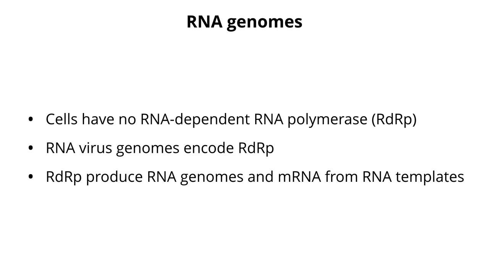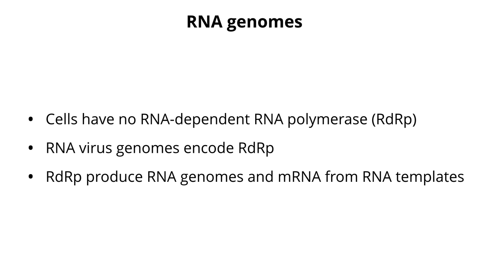Now, RNA genomes. Here is an interesting problem. No matter what the virus, there's no cell that can copy an RNA genome. Cells have no RNA-dependent RNA polymerase. There's one exception to this, which we'll talk about later on, which is hepatitis delta virus. It's very unusual. It's not copied by an RNA-dependent RNA polymerase. So you can rest assured that if you make the statement, no cell has an RNA-dependent RNA polymerase that can copy a viral genome, you will be correct.